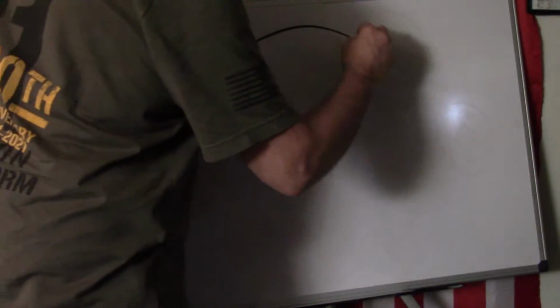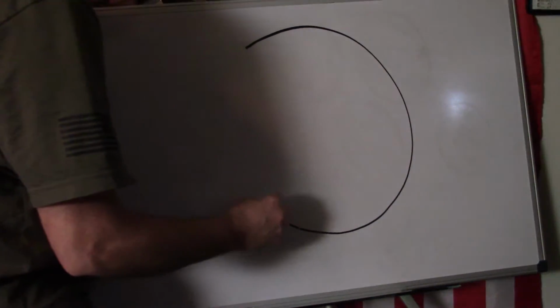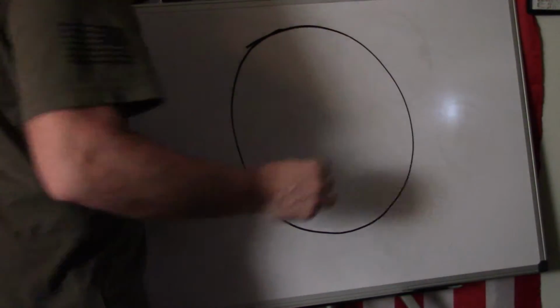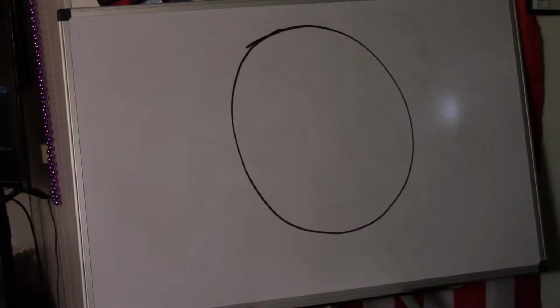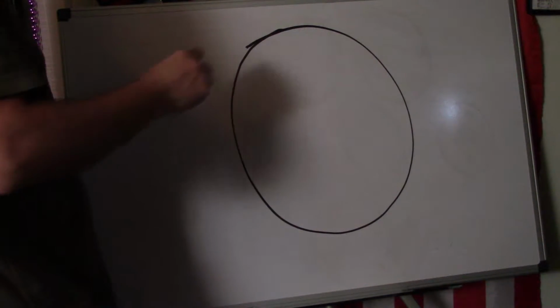Okay, we're going to look at a big circle. Everything in life is a big circle. Now my circle may not be perfect, but that's okay. And we have to have a starting point.